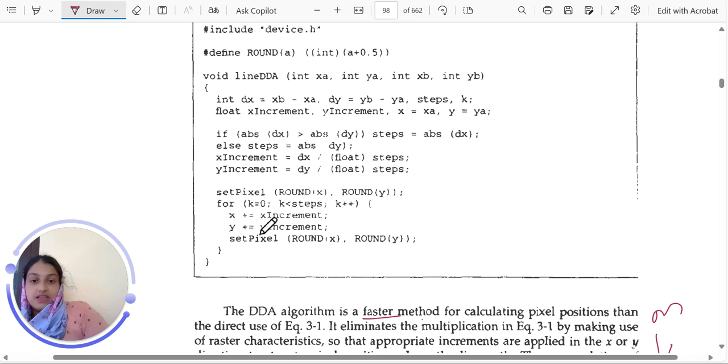Then set pixel round x, round y. Okay, we are using a for loop. For k equal to 0, k less than steps, k increment. Then x equal to x plus x increment, and y equal to y plus y increment. Then set pixel round x, round y.